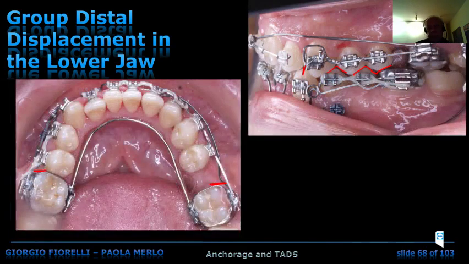A lot of difference. And the interesting thing is that we have done this for all this group of teeth, starting from the premolar and the 2 molars. So we are creating more space for the canine.